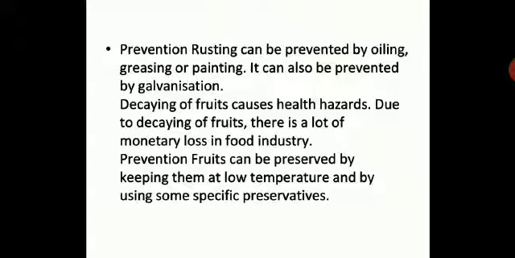Prevention: how you can prevent rusting. First of all, we'll discuss this. Rusting can be prevented by oiling, greasing, or painting. It can also be prevented by galvanization. We have discussed all this, how we prevent rusting. We are just cutting the contact of the iron surface with the atmosphere.